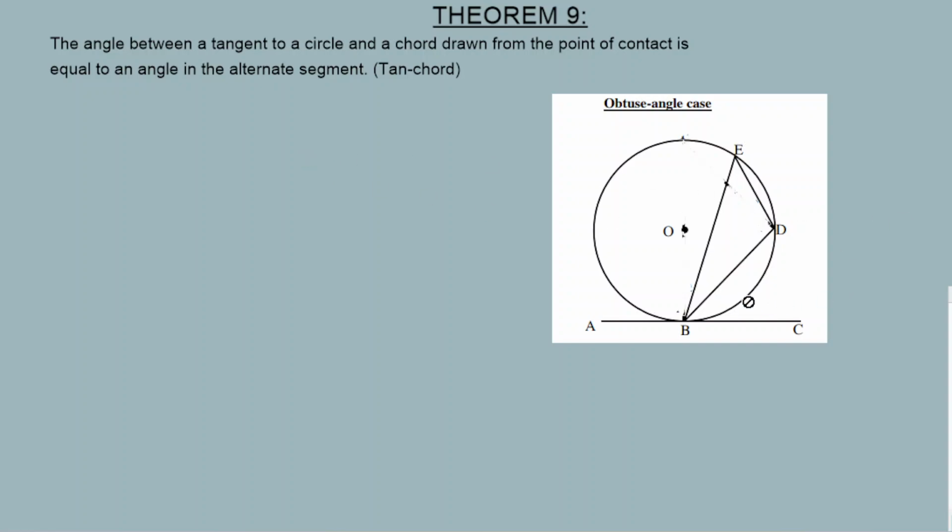For the obtuse angle case, we want to prove that ABE, this angle, is equal to BDE, and then we are also given that ABC is a tangent. Now for the proof here, again we do a construction.